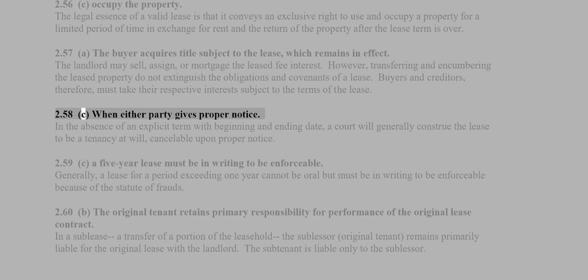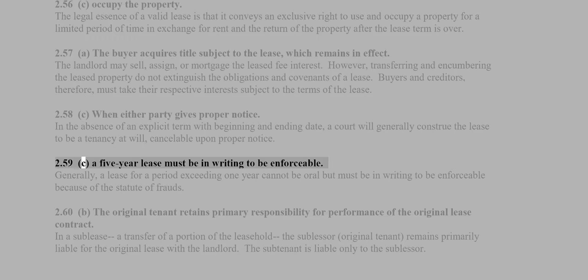2.58 C. When either party gives proper notice. In the absence of an explicit term with beginning and ending date, a court will generally construe the lease to be a tenancy at will, cancelable upon proper notice.